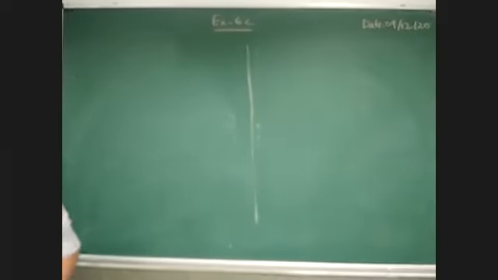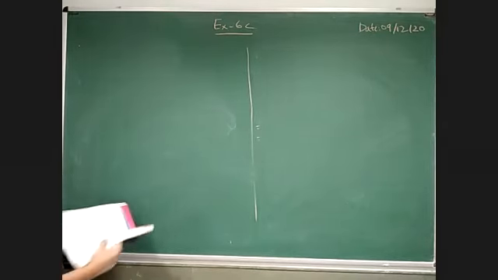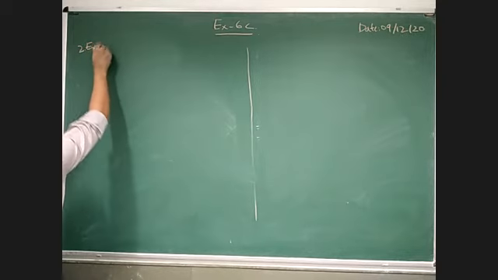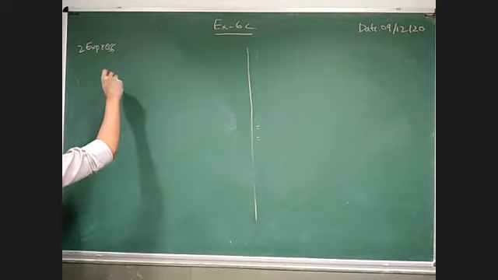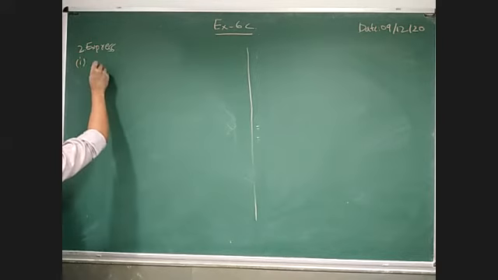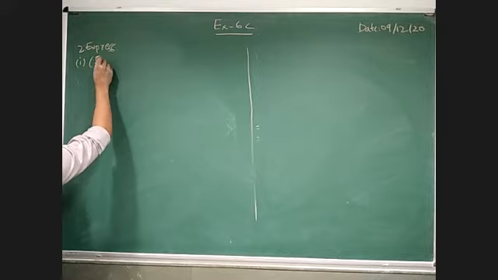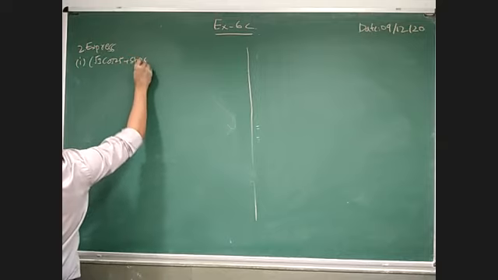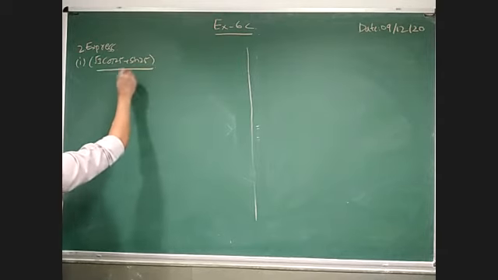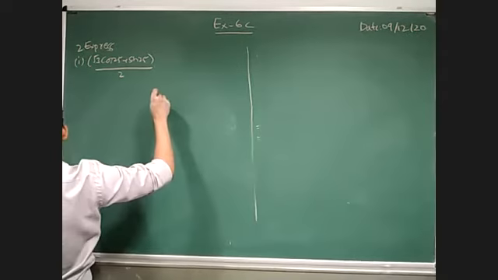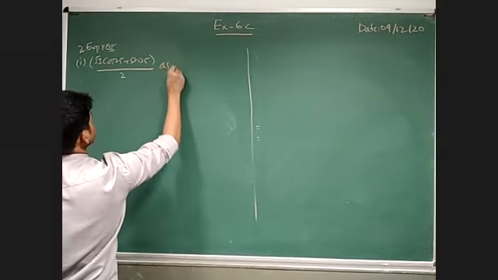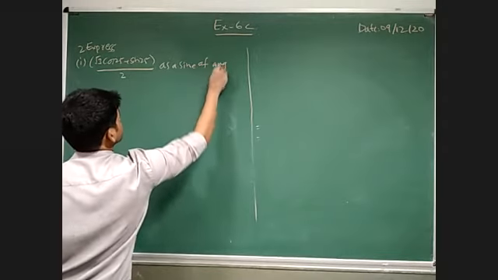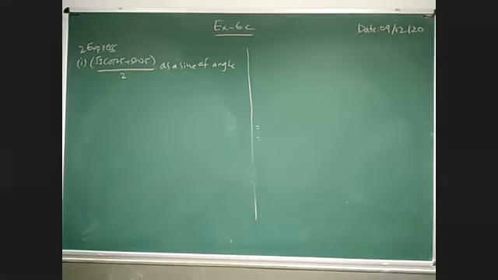Okay, now see the next question. The second question is: express root 3 cos 25 plus sin 25 by 2 as a single sine of an angle. This is the question.